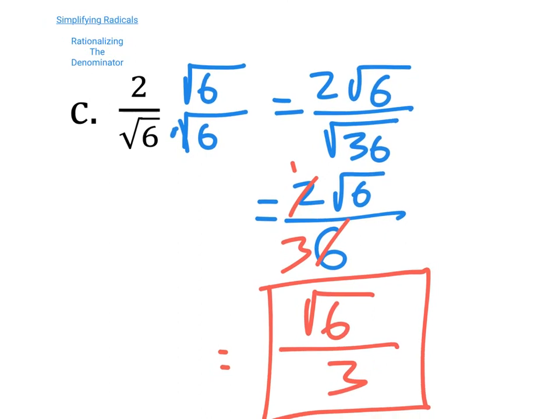So that's how we simplify an expression by rationalizing the denominator. Multiply top and bottom by whatever that square root is. The bottom will become the square root of a perfect square, and that will clean up kind of like this. All right, good luck rationalizing the denominator.